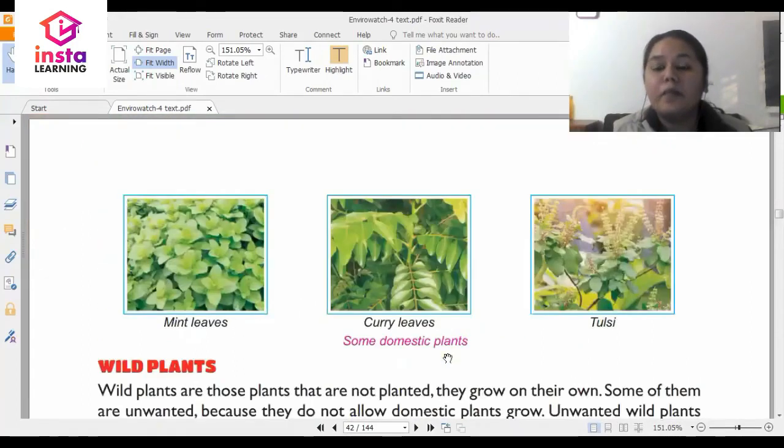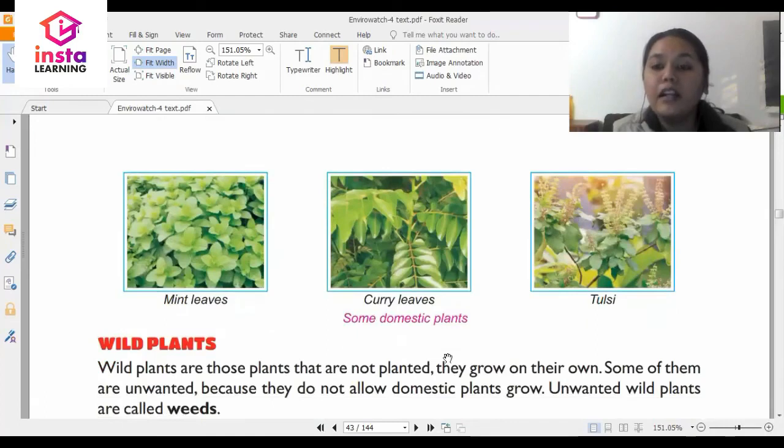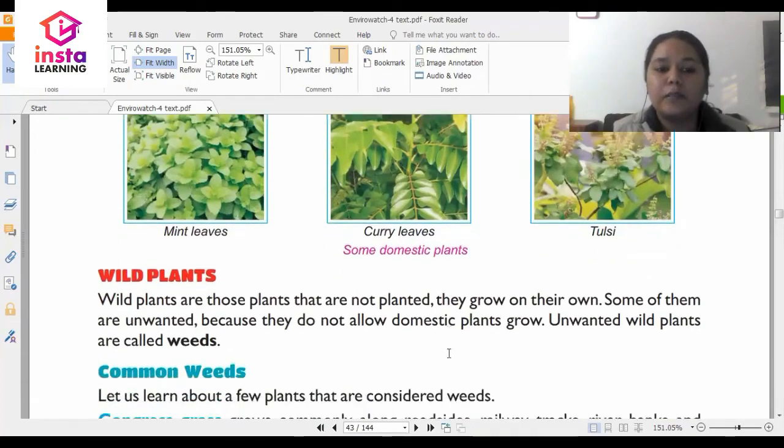These are some examples of the ornamental plants or the trees. Then you have wild plants, like you have wild animals. Similarly, you have wild trees also. And these wild trees just grow on their own. No one plants them. Some of them are unwanted because they do not allow domestic plants to grow. Unwanted wild plants are also called weeds.